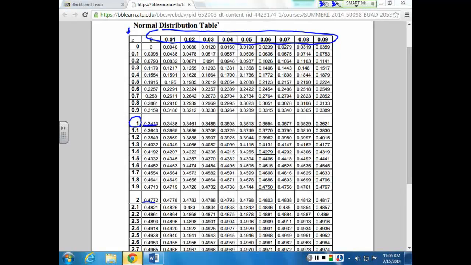So if you calculated a z value, x minus mu over sigma, we'll write that down a few times, and you had the number 1.74, you would go to 1.7 and then 4 in the hundredths place, and the area for that would be 0.4591. If you ended up with 0.88, you'd go to 0.8, and 8 in the hundredths place, 0.3529.